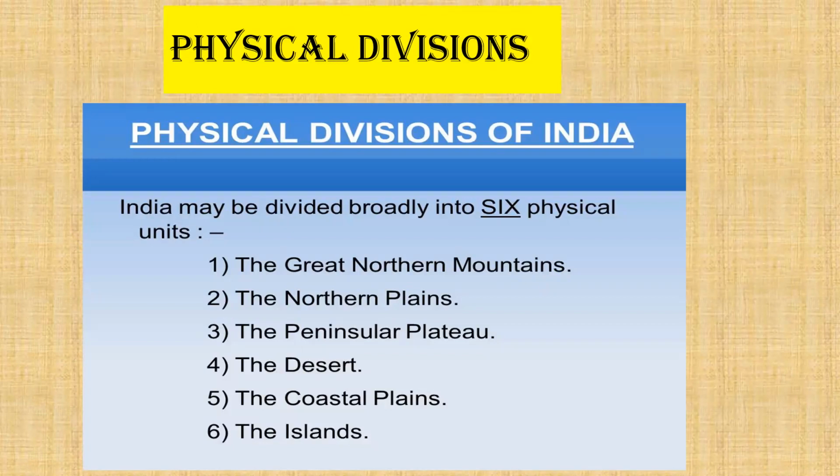Now, students, do you know that India is marked by a diversity of physical features such as mountains, plateaus, plains, coasts, and islands? So here are the 6 physical units: the Great Northern Mountains, the Northern Plains, the Peninsular Plateau, the Desert, the Coastal Plains, and the Islands. Let us understand each one by one.